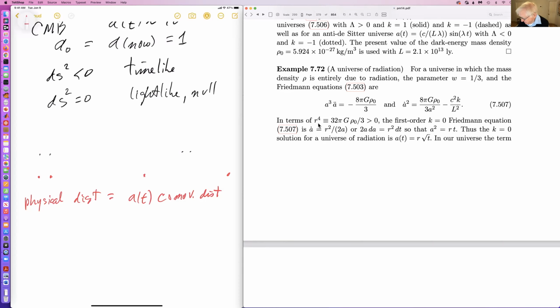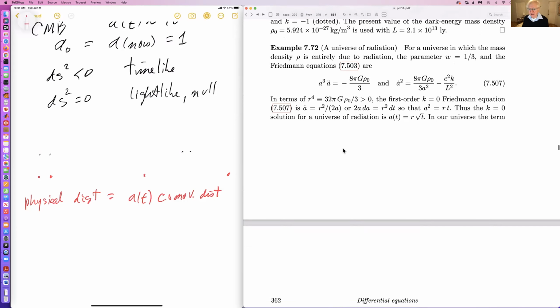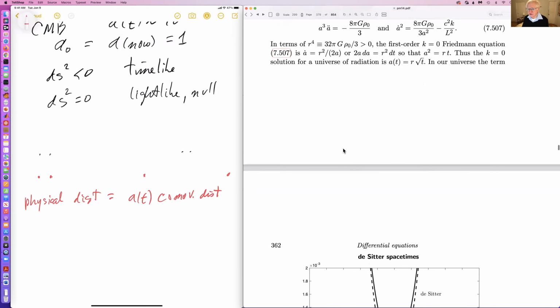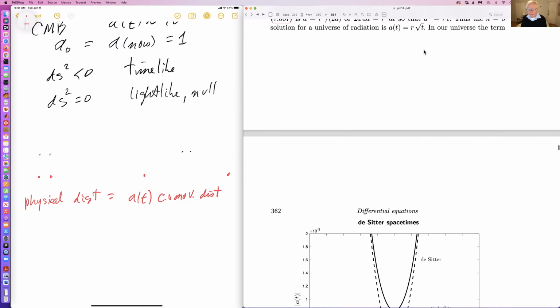So let me do 7.507. I think R was silly because we really think of R as a radial distance. Anyway, what you get is a dot is R squared over 2a. So that's 2a da is R squared dt, a squared is Rt. And so the k equals 0 solution for a universe of radiation is just very simple. The scale factor grows as the square root of t.